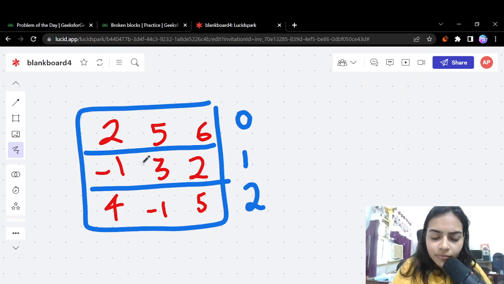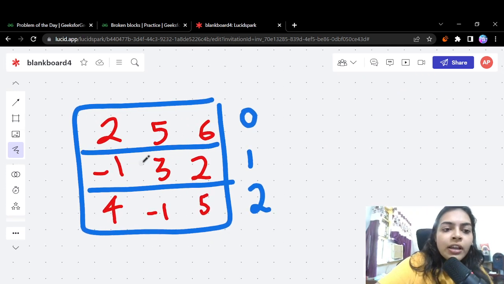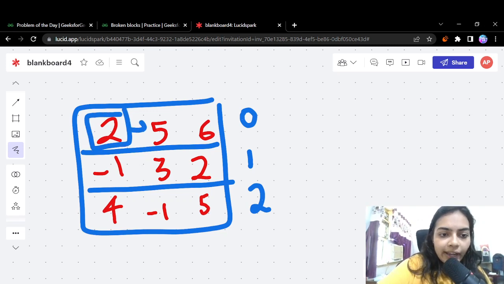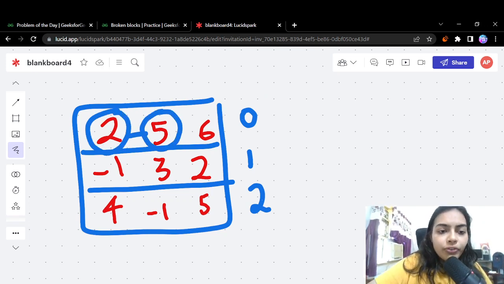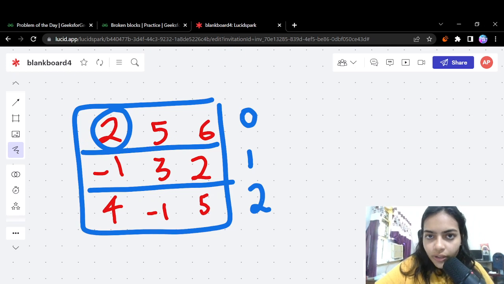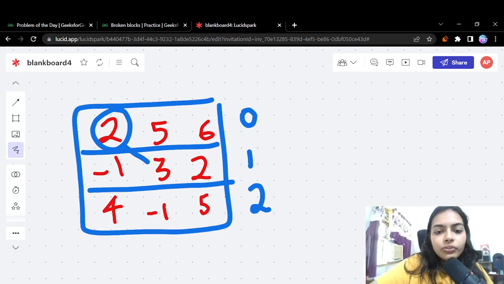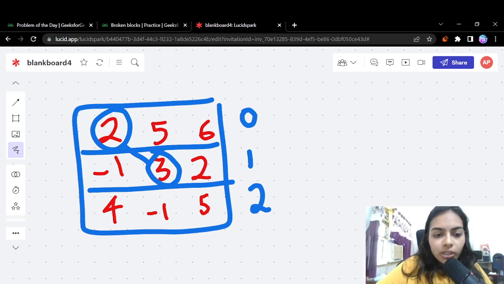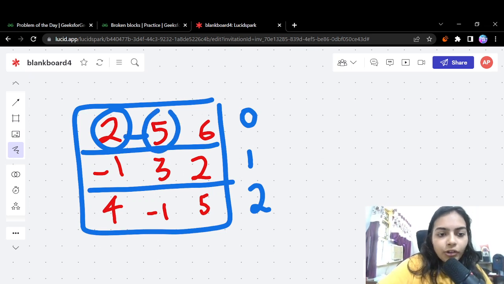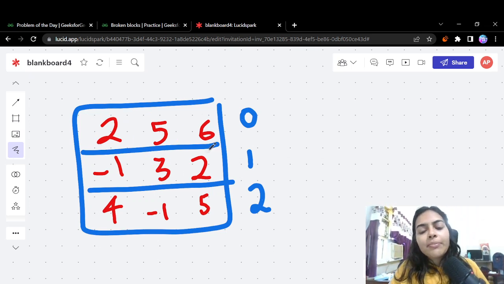Also, there is just one more last thing. In one level you cannot move across boxes. For example, if I collect 2, I cannot collect 5 because 2 and 5 are on the same level. Both are on the same level. So from 2 I cannot move to 5. If I am collecting 2 gold coins, I can only move to the next level, which is the down level. So after 2 I can move to 3, but I cannot move to 5 from 2. These are the simple rules of the game.